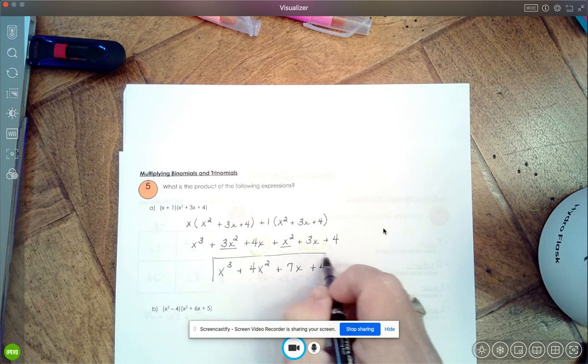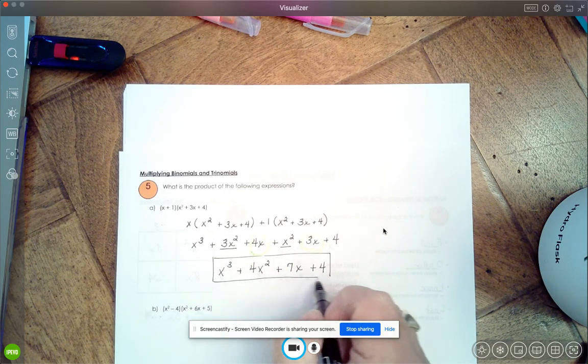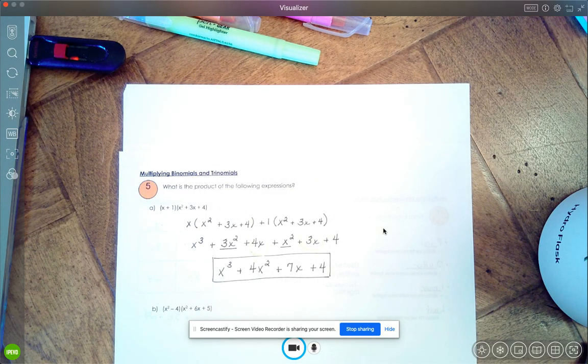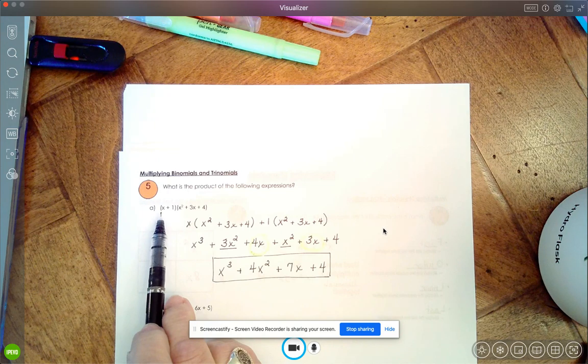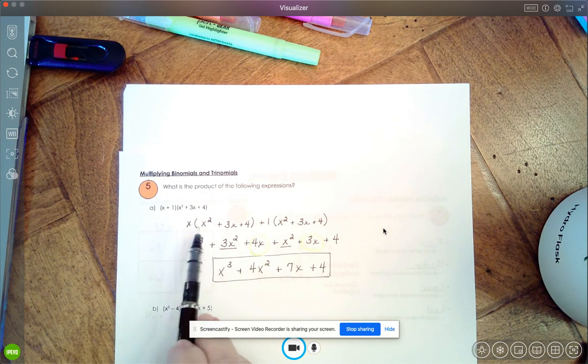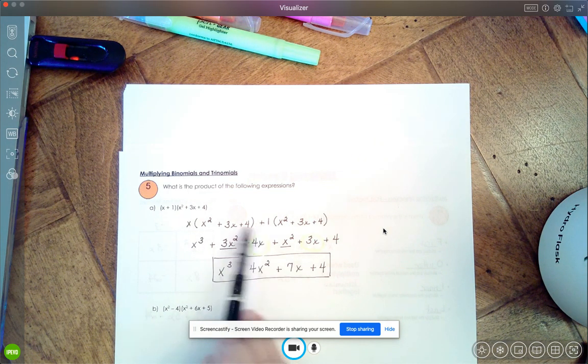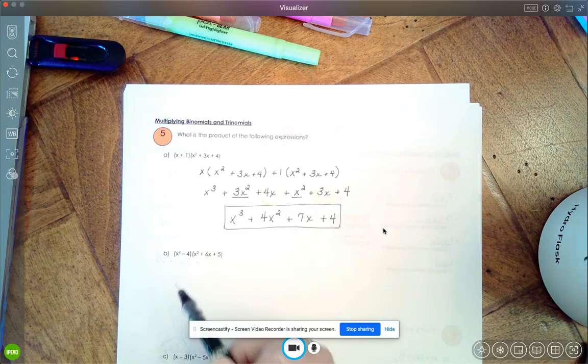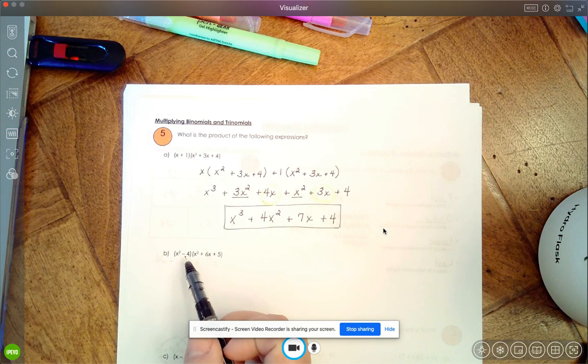So that's an example of multiplying a binomial and a trinomial. I take each term in my binomial, x and my positive 1, and multiply it by the whole trinomial. If you have something like a negative, make sure you take that negative and carry that through. I hope this helps.